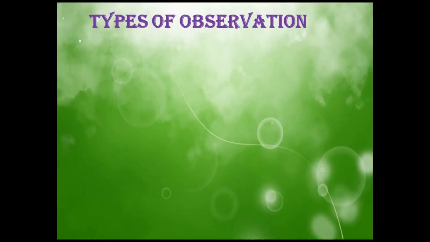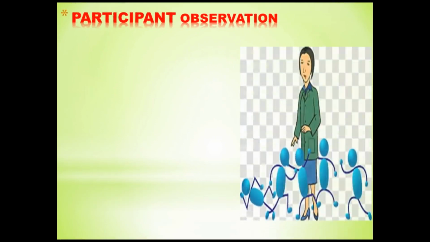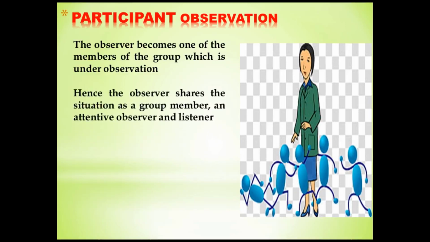Next, let us see the types of observation. The types of observation are participant observation and non-participant observation. Now let us see about participant observation. In participant observation, the observer becomes one of the members of the group which is under observation. Hence, the observer shares the situation as a group member, an attentive observer and listener.